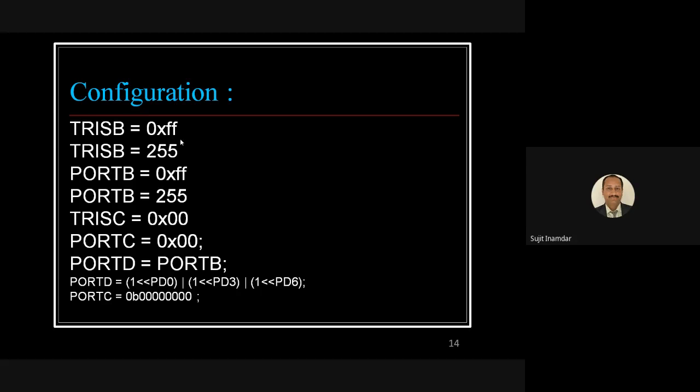Next, similar to that, port D is equal to port B. So it is a logical expression. Port D is equal to port B.